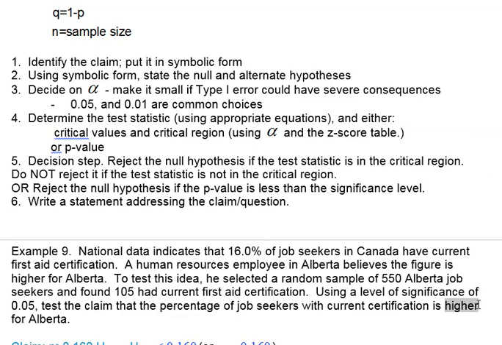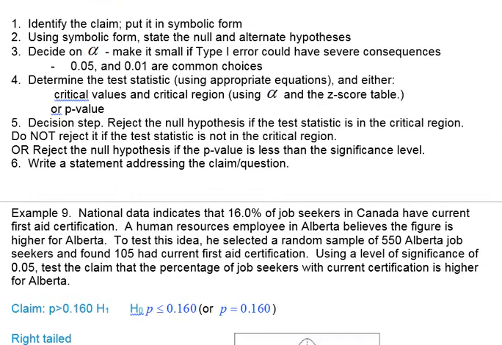So higher would be greater than, which does not involve equality, so we're looking at an alternate hypothesis. So the null hypothesis, we're testing against the equality. If you want to show it as exactly the opposite of the claim, less than or equal to. Either way, we're looking at the claim is greater than, so it's going to be right-tailed.